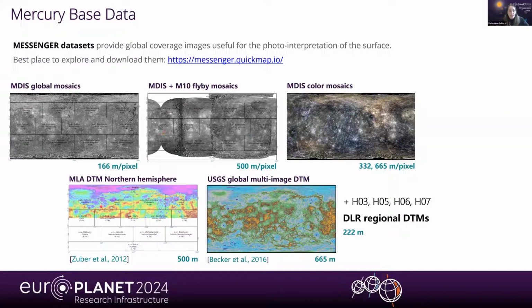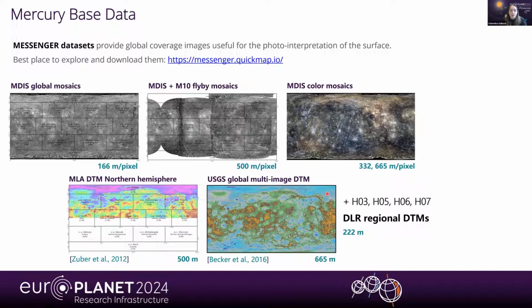Unfortunately, the laser altimeter data only cover the northern hemisphere of Mercury, where we reach a maximum of 500 meters resolution. The resolution is a bit higher toward the North Pole, where the best laser altimeter data are present. And to map Mercury globally, we mainly use the stereo DTM by the USGS, which is made using several MDIS images in stereo.